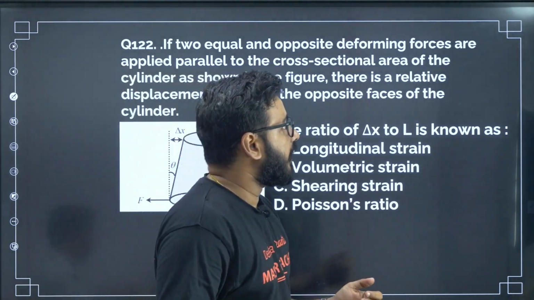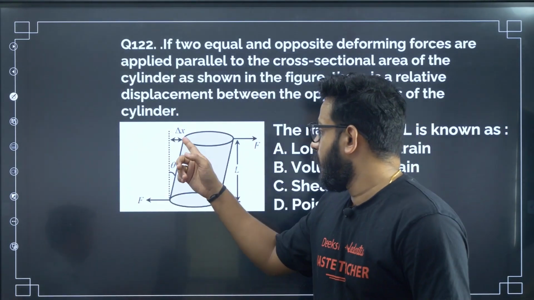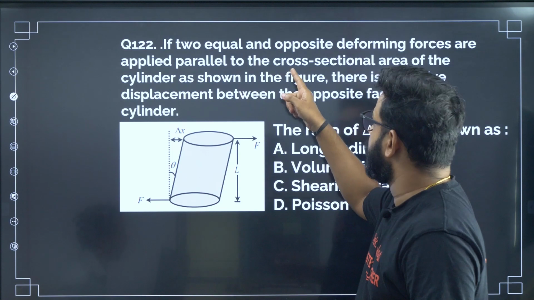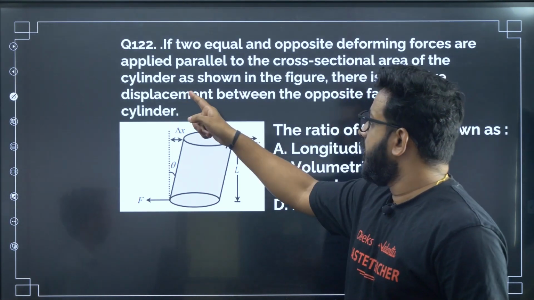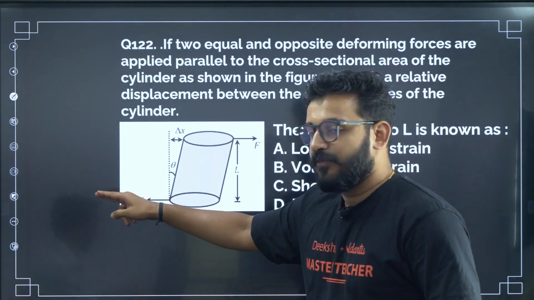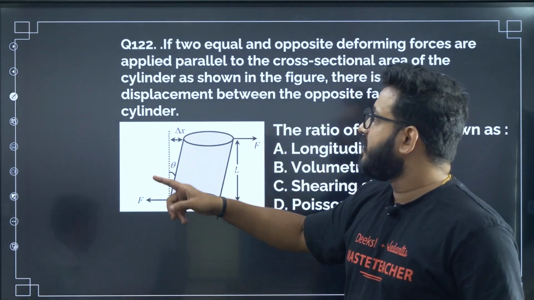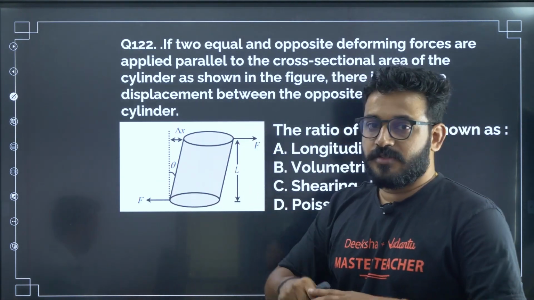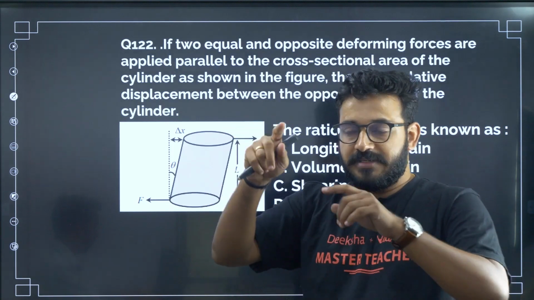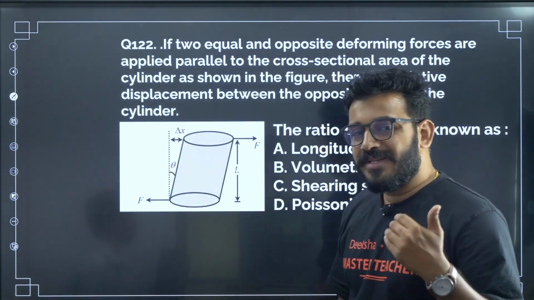If two equal and opposite deforming forces are applied parallel to the cross-section area like this, one force like this, one force like this, so there is a strain over here. There is a relative displacement between the opposite faces. The top face is ahead of the bottom face. What is this strain called?